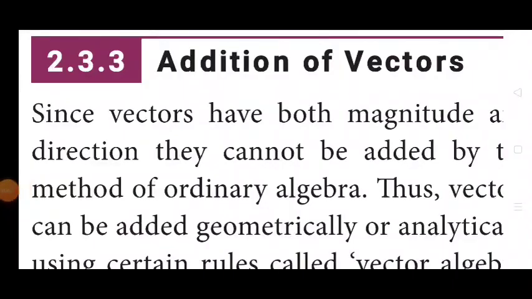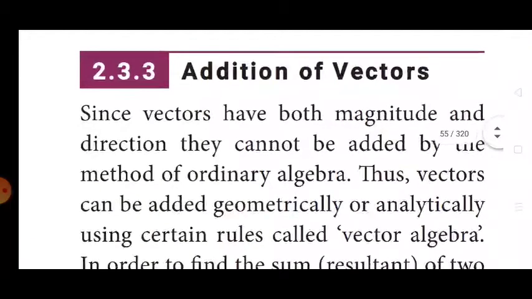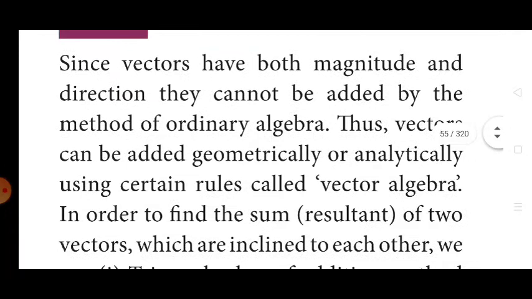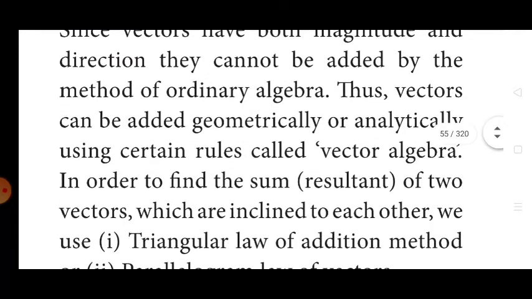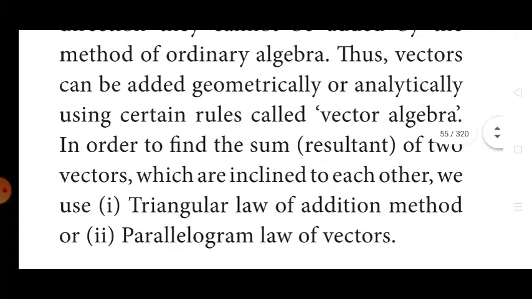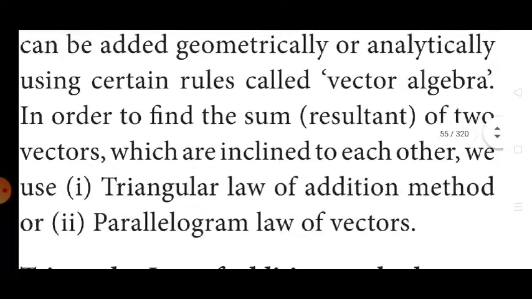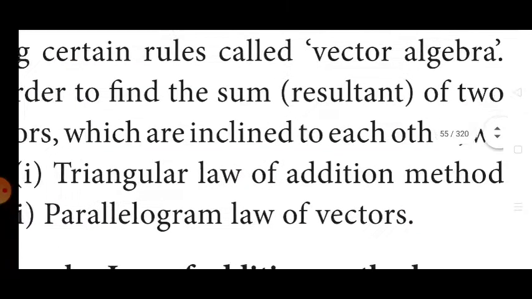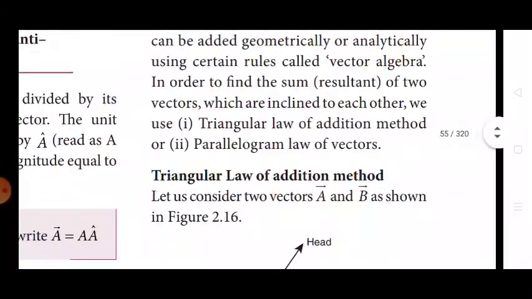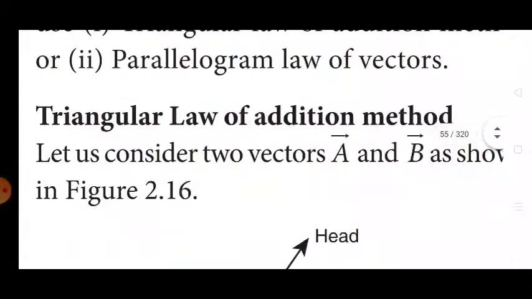Addition of vectors. Since vectors have both magnitude and direction, they cannot be added by the method of ordinary algebra. Thus, vectors can be added geometrically or analytically using certain rules called vector algebra. In order to find the sum of two vectors which are inclined to each other, we use first the triangle law of addition method and second the parallelogram law of vectors. These two methods we have to use. First method, triangle law of addition.